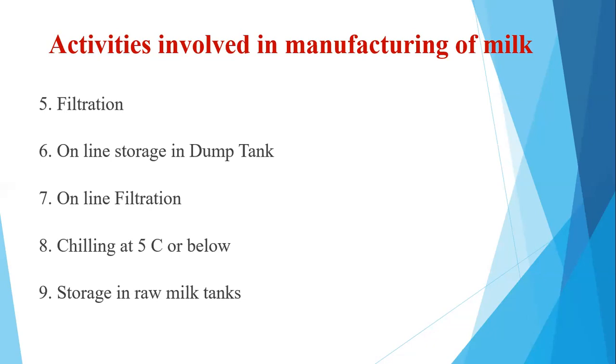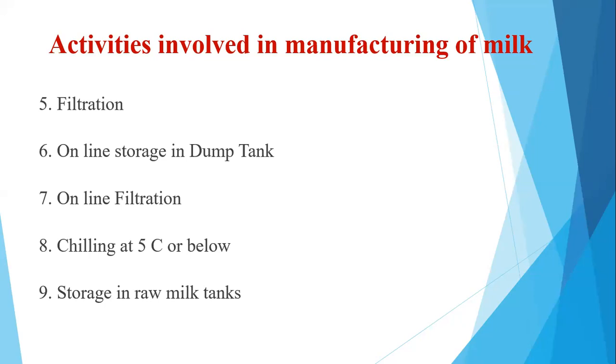The entire milk which has been tested and filtered twice in the dump tank has been chilled, to prevent the growth of any microorganisms within the milk, or to prevent the milk from getting sour, in order to maintain the quality of milk or to stop the deterioration of its quality. That is why chilling takes place.